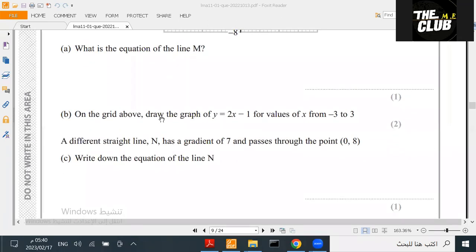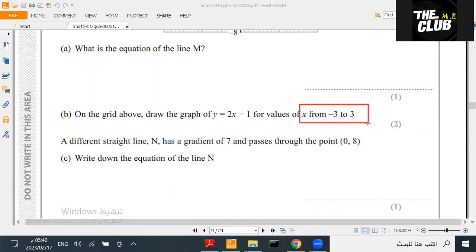On the grid above, draw the graph of y equals 2x minus 1 for values of x from negative 3 to 3. On the graph, we're gonna draw a line. To draw a line like this, it's easy to use these 2 points. How do we use these 2 points? These are the x values.